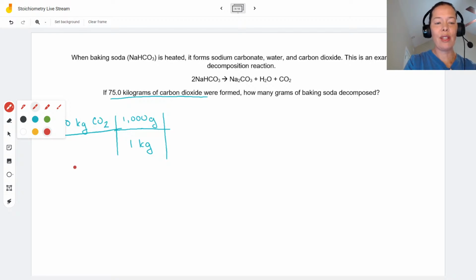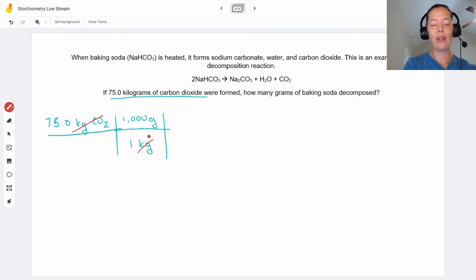Again, making sure everything cancels. So my kilogram cancels with my kilogram, and now I'm left with grams. And really, I should be specific here and make this grams of carbon dioxide and not just general grams. Because otherwise someone looking at this problem would say, well, grams of what? Are you already at grams of baking soda? I don't know what. So that is grams of carbon dioxide.